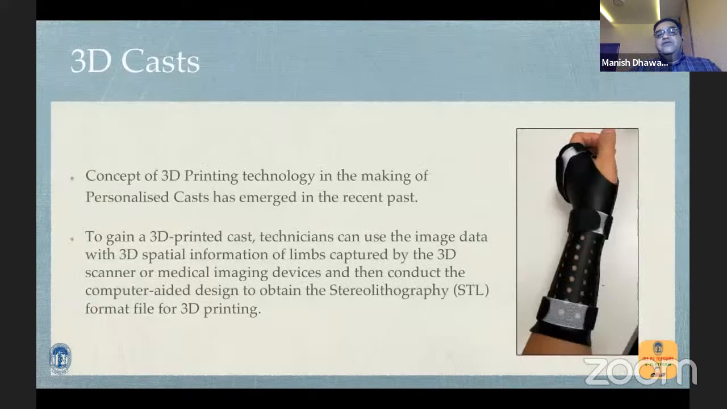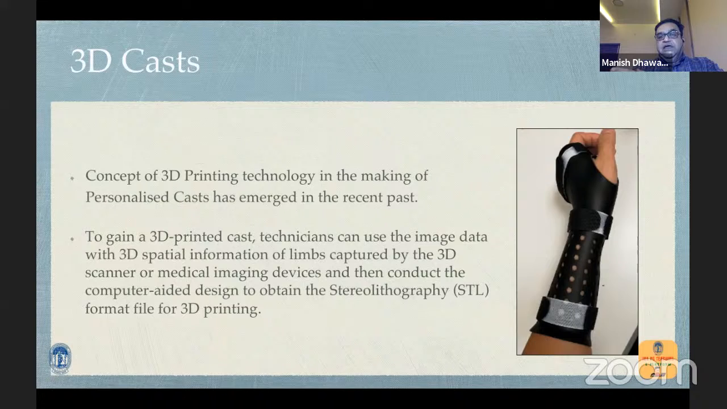Now, the era of 3D cast and the concept of 3D printing technology and making of personalized cast have emerged in the recent past. To gain a 3D printing cast, technicians can use the image data with 3D spatial information of the limb captured by a 3D scanner or medical imaging device, and then conduct the computer-aided design to obtain the stereographic format file for 3D printing. So these are basically custom-made casts.